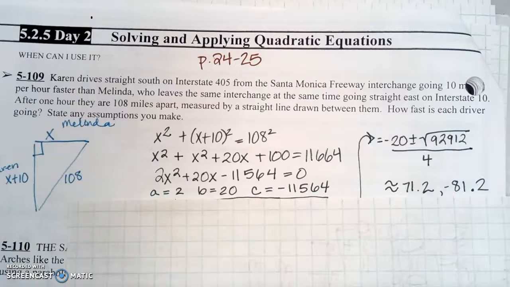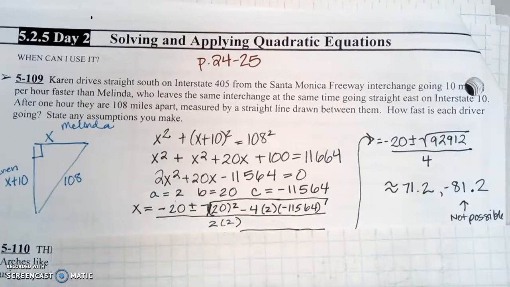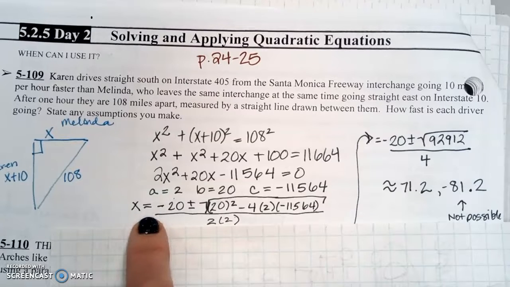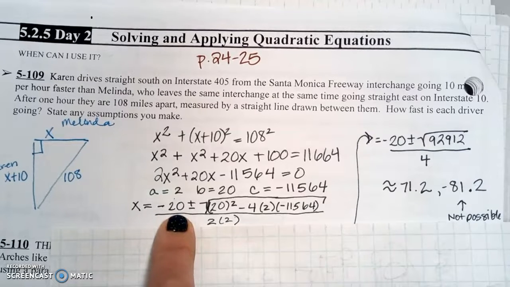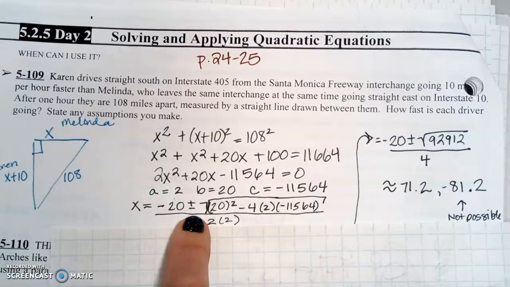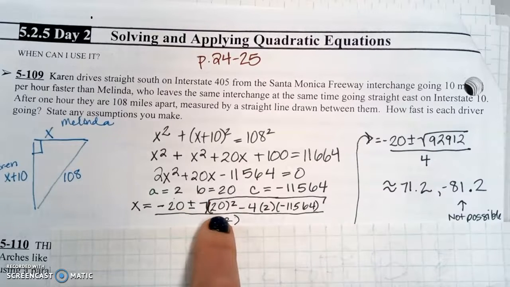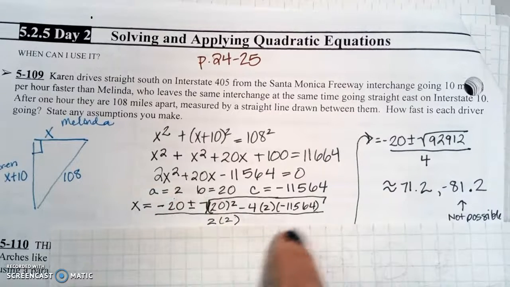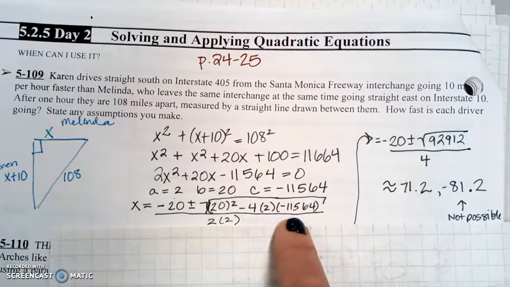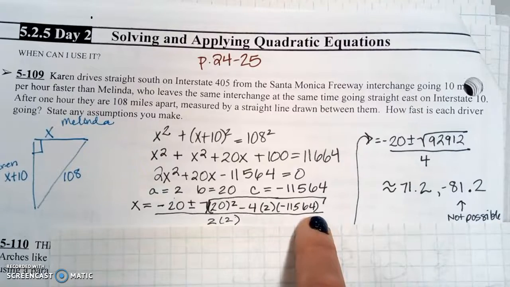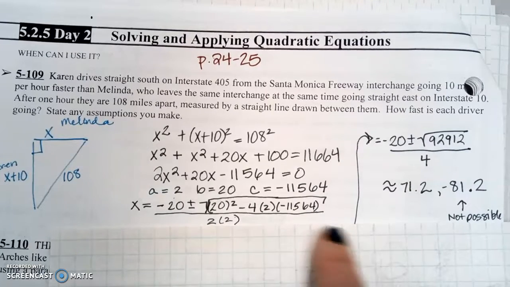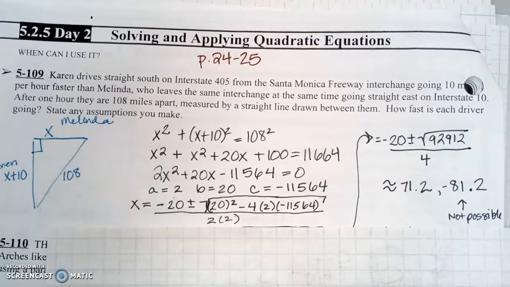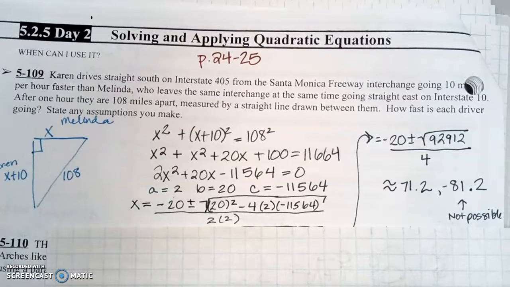First step, only plug in. Don't try and simplify. Okay? So when we plug it in, we're going to have x equal to the opposite of b, which is negative 20, plus or minus the square root of b squared, which is 20 squared, minus 4 times a, which is 2, times c, which is negative 11,564, all over 2 times a, which is 2. So that step is just plugging it in.